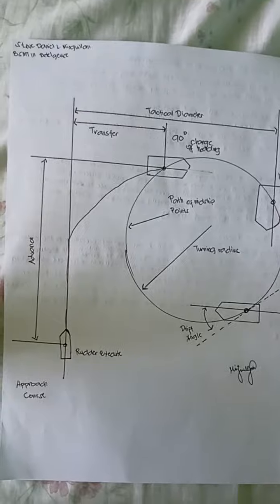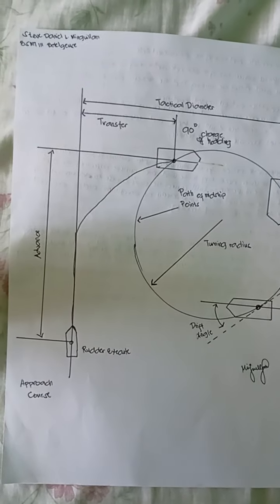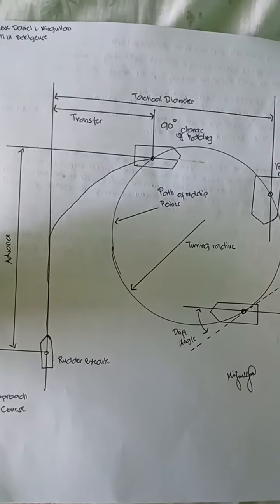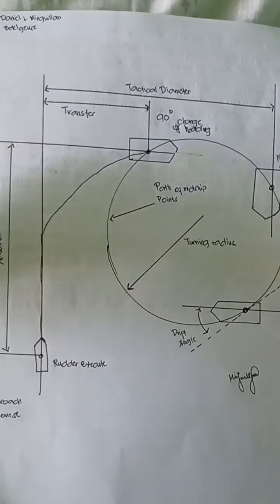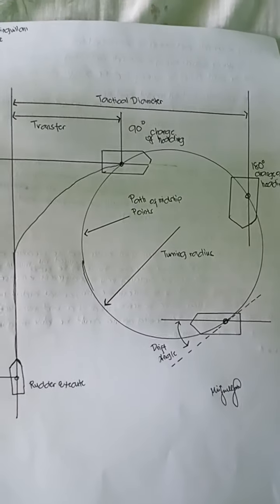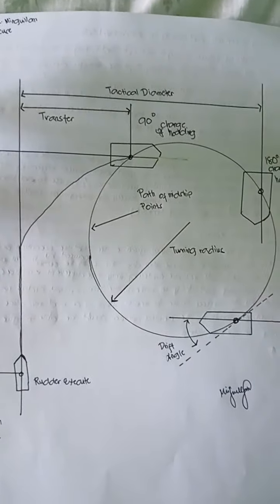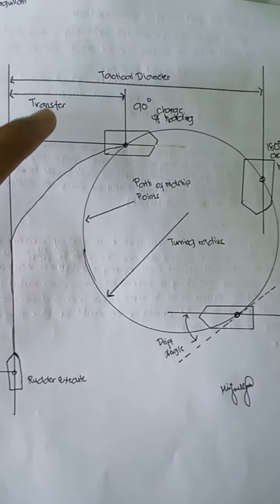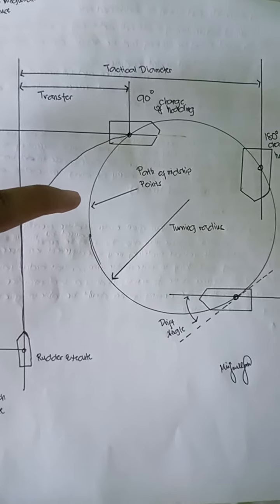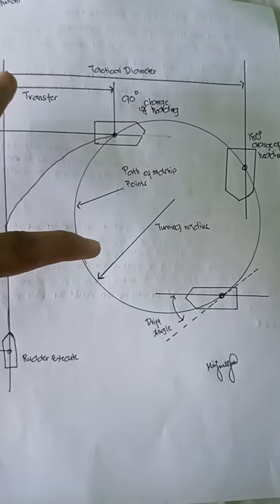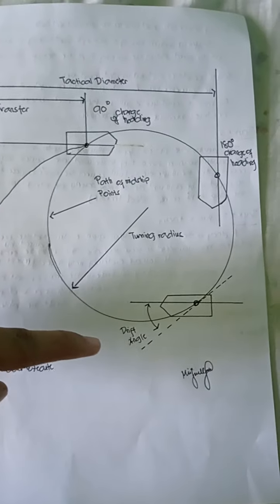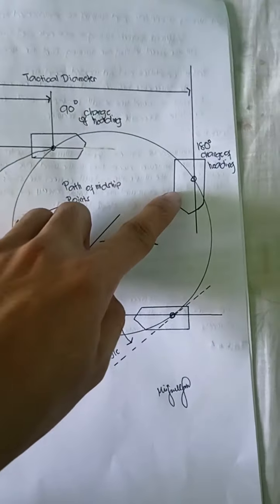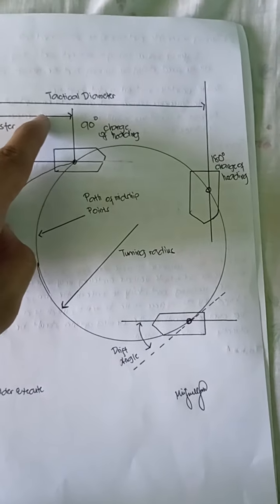Next, we have here the illustration of port to starboard. We have here the approach course, advance, rudder execute, the transfer, tactical diameter, change of heading, path of midship points, turning radius, drift angle, 180 change of heading, and the 90 degree change of heading.